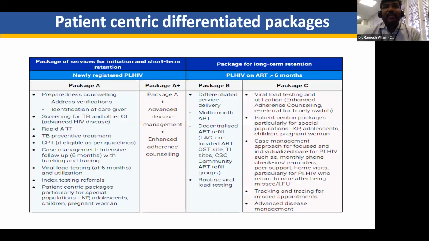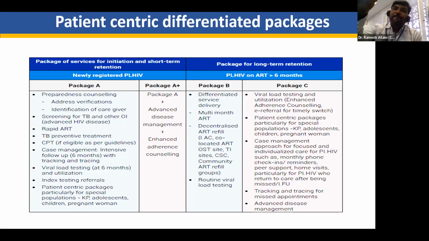So these are given in your guidelines very detailed. For example, if somebody is in package A, what do you give? Preparedness counseling, rapid ART, TB preventive therapy. If somebody is in package C, that means his viral load is not suppressed. So you're going to give him EAC, and if they are coming from KP population groups, then you want to do some CARG.